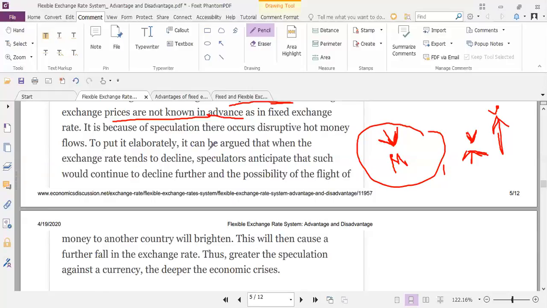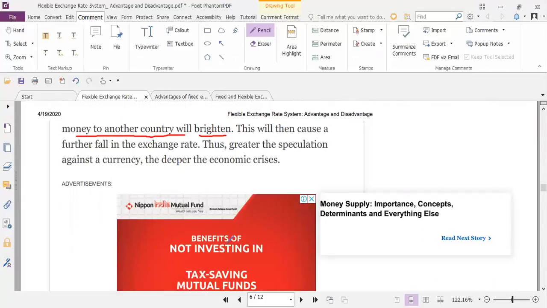Again, to put it elaborately, it can be argued that when the exchange rate tends to decline, speculators anticipate that it would continue to decline further, and the possibility of the flight of money to another country will brighten. So the foreigners, whoever have invested their money in our country, will take back their money and invest it somewhere else, right? Where there can be some certainty, where there's some stability, where they can be assured of a stable interest rate, right? This will then cause a further fall in the exchange rate. So this will further reduce the exchange rate.